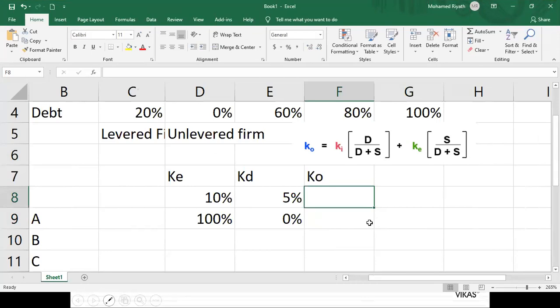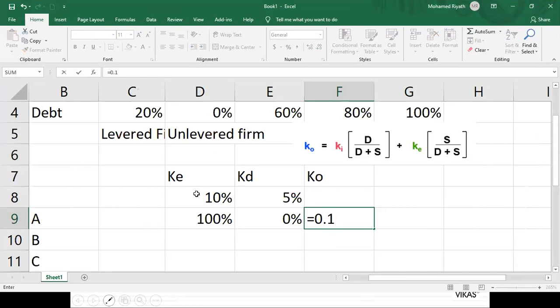Anybody can calculate KO? E is 100%. I will calculate: cost of equity is 0.1 into 100% plus cost of debt 5%, 0.05 into 0% weight. Then what's the answer? KO equals 10%.